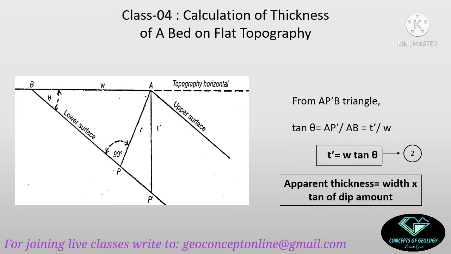Now next, coming to the right angle triangle again, AP dash B, suppose this one, AP dash B, okay. It is also a right angle triangle.